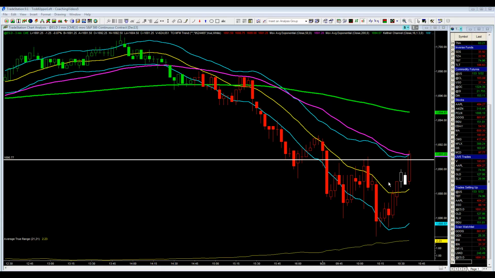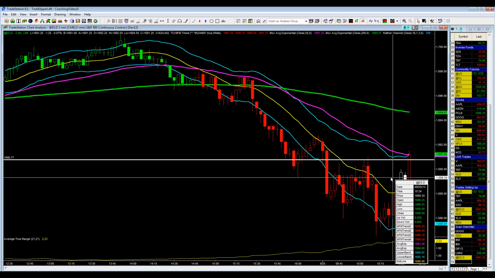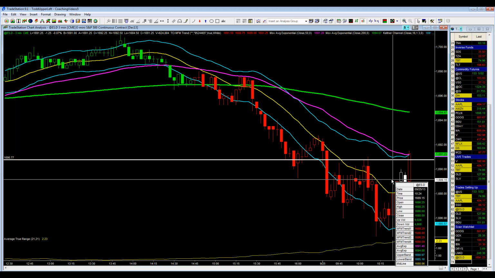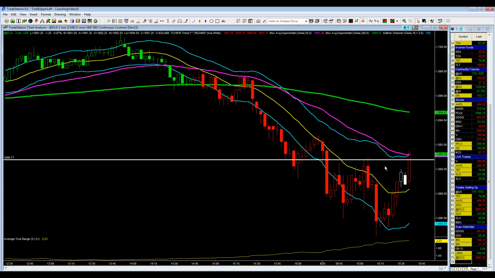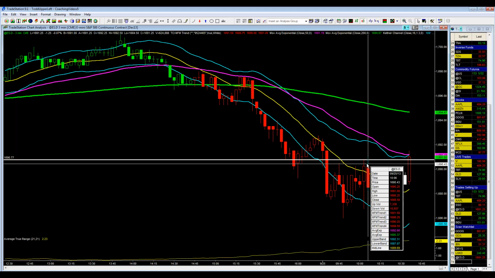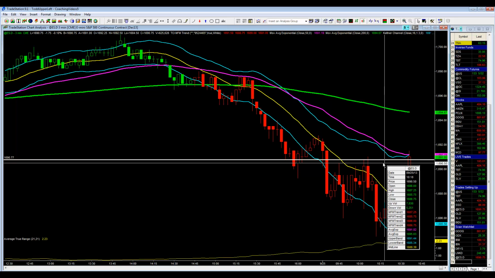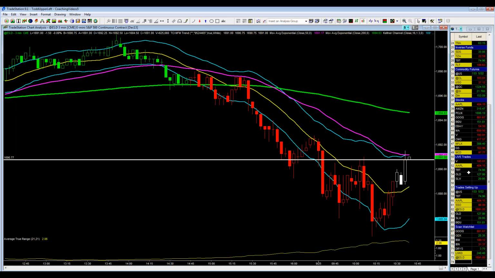Right smack dab, mid to upper band, right? 89 and a quarter, right there. The second profit target was 90 and 3/4 up in here, and we've taken that out. So not bad. Hope you learned something.